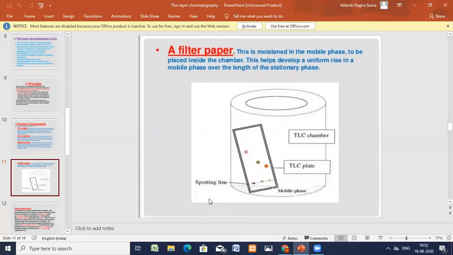Now, the filter paper. Here we are taking a filter paper moistened in the mobile phase and placed inside the chamber. This helps to develop a uniform rise of the mobile phase over the length of the stationary phase. This is the TLC chamber and TLC plate. Here you can see the spotting line and the mobile phase. This is the plate, the TLC plate. It is not paper, it is just the slide.